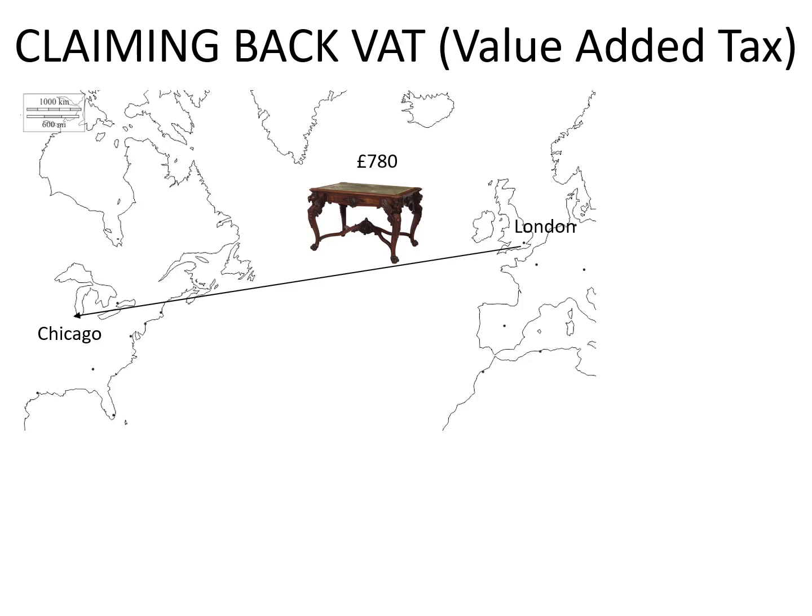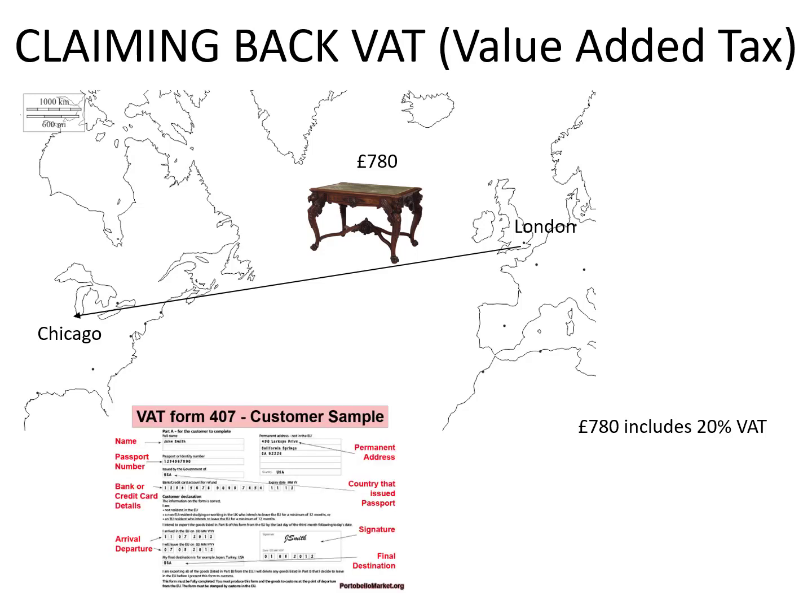This table cost the tourist £780, including 20% value-added tax. But of course, VAT is a European tax. The American tourist doesn't need to pay it because they're not buying this object for the UK. They are exporting it. So what they have to do is figure out how much money they can claim back from the Exchequer before they get on their plane. And they do this by filling in this rather attractive looking form.